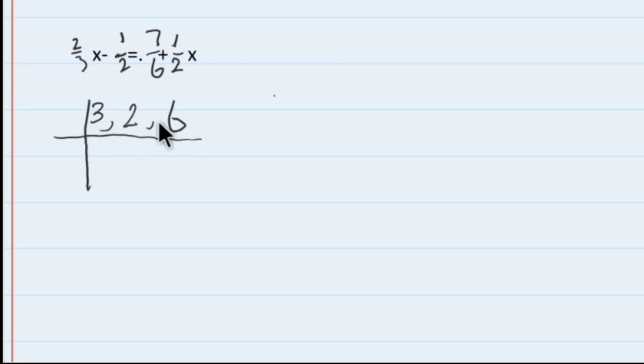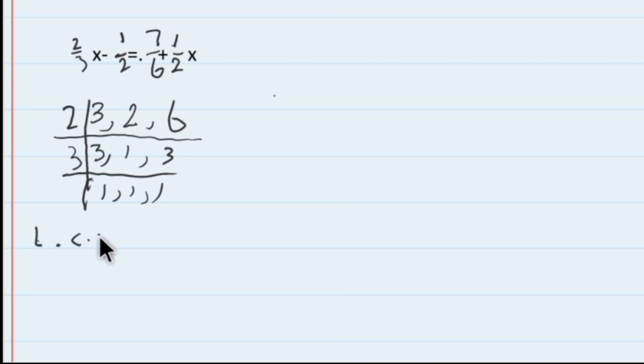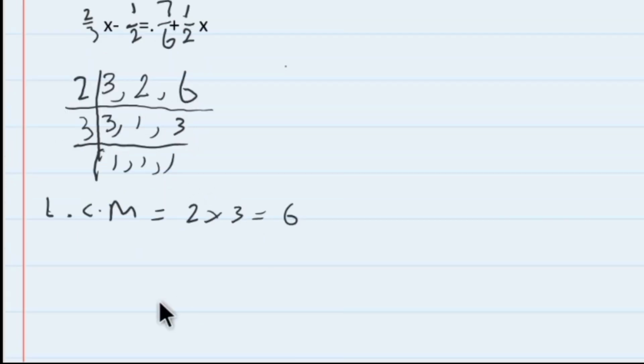Now since 2 and 6 are multiples of 2, first we divide by 2. 3 will stay the same, 2 ones are 2, and 2 threes are 6. Now again we divide by 3, so 3 ones are 3 and 3 ones are 3. So the LCM is 2 multiplied by 3, which is equal to 6. Now the LCM of the denominators of all the terms is 6.